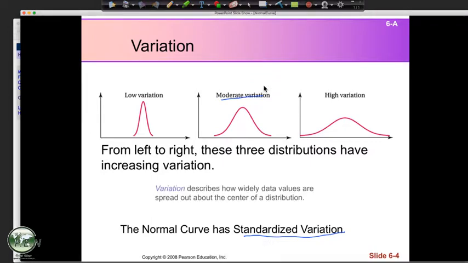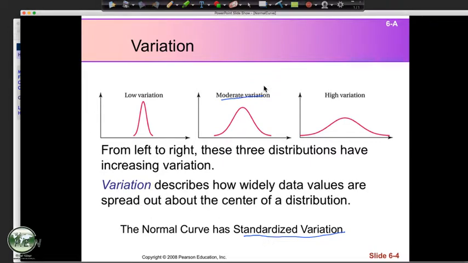Let's see what happens with the next one. Variation describes how widely data values are spread out about the center of a distribution. And again, for the normal curve, which we're talking about this time, we standardize it. And there's a formula that we use to standardize it all.